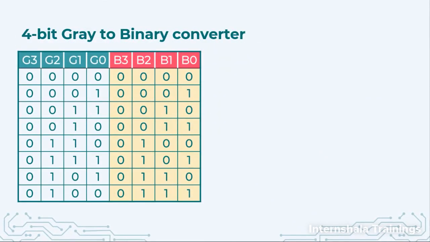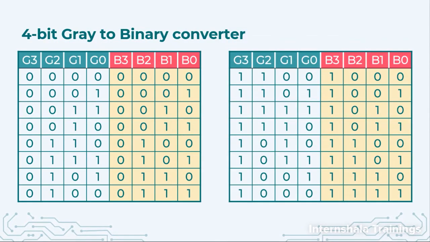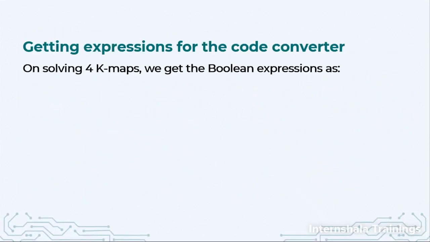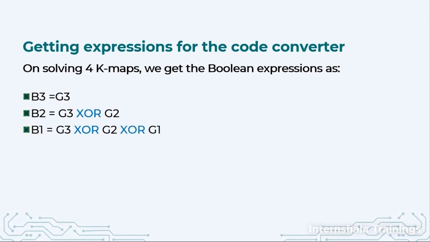Now when we talk about the converter, the truth table is here. These are a total of 16 entries. We have just shown them in 2 pieces. On the left side we have G3, G2, G1, G0, and on the right side B3 to B0. So gray codes are being converted into respective binary codes. Now we will solve 4 K-maps, and when we do that, we get the following expressions. That means B3 is G3, B2 is the XOR of G3 and G2, B1 is the XOR of G3, G2, G1, and B0 is the XOR of G3, G2, G1, G0.